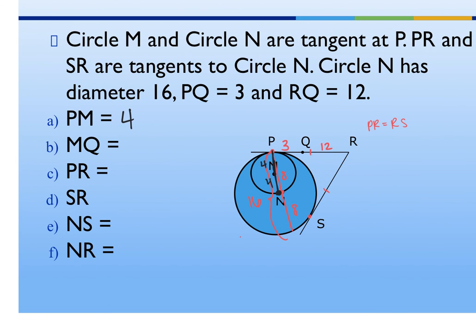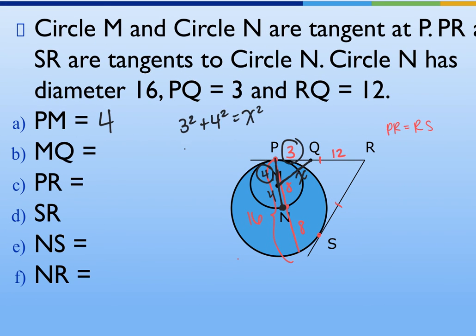MQ. You have to use the Pythagorean theorem. So it's going to be 3 squared plus 4 squared equals your missing length, we'll call it x squared. So then we've got 9 plus 16 equals x squared. This is going to be a nice Pythagorean triple. This will be 25 equals x squared. X equals 5.